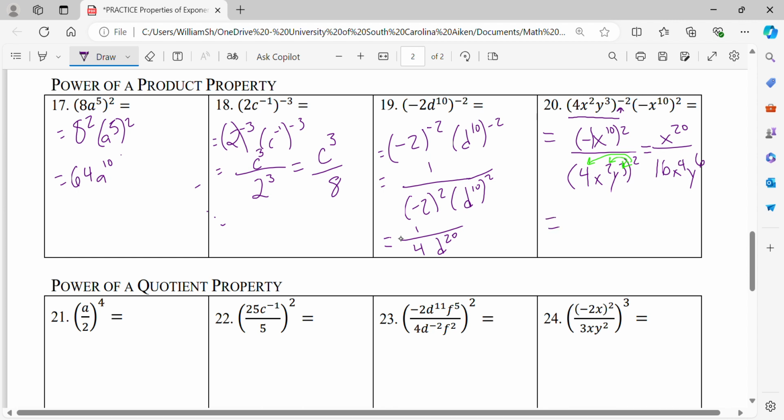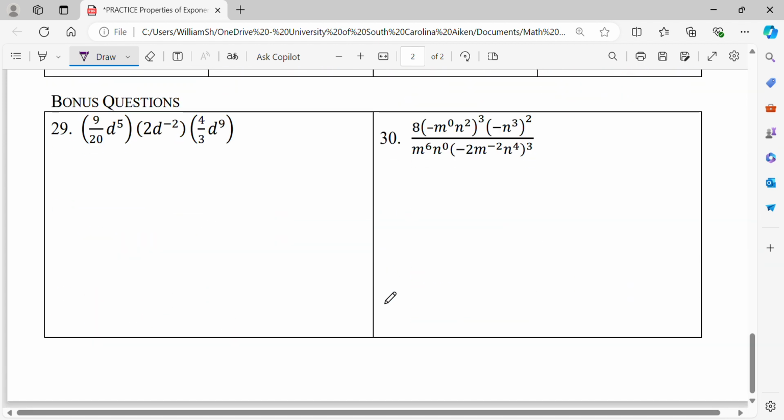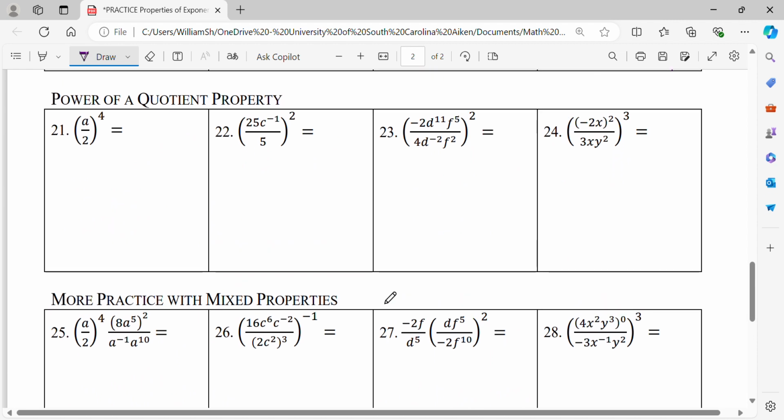Now, obviously, we're not done because we still have 2 x terms here and we want a single x term. So, in order to combine those, I'm going to move this up and subtract it, right? So we're going to have x to the 20th power minus 4 over 16 y to the 6th. We do the final reduction step here. 20 minus 4 is 16. We have x to the 16th power over 16 y to the 6th. Like I said, we can make this as easy or as complicated as we want it to. We can work with a lot of exponents all at one time.